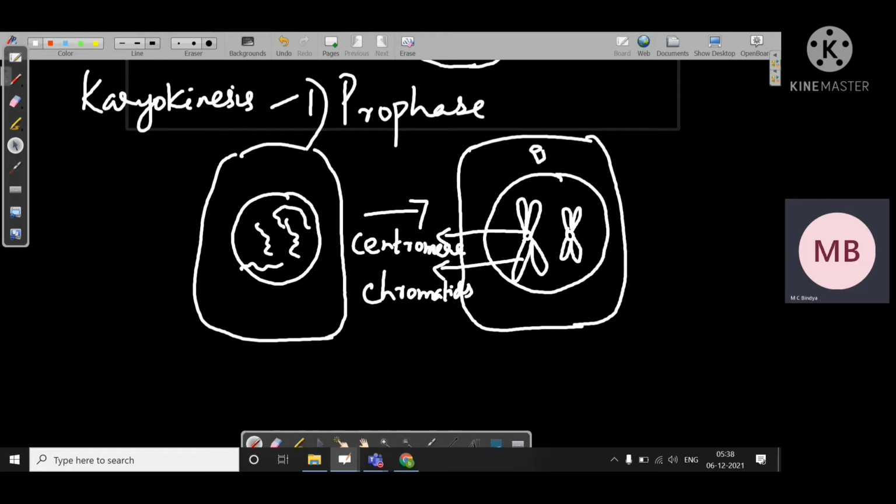And the centrioles will start moving towards both the poles of the nucleus. And you cannot see any cell organelles. These centrioles will start producing the microtubules which later attach to the chromosomes.